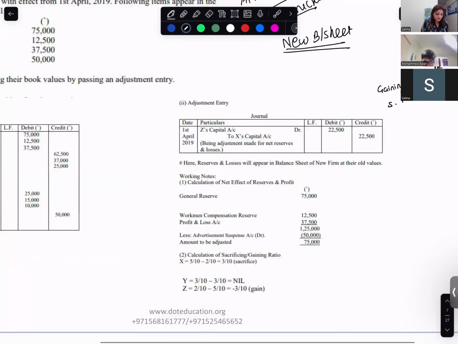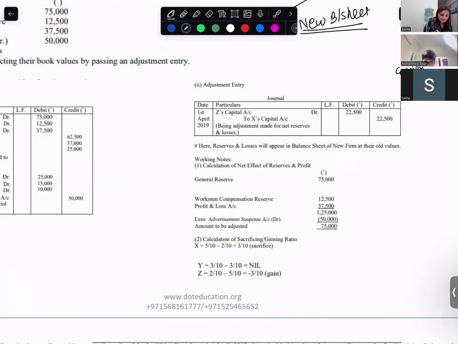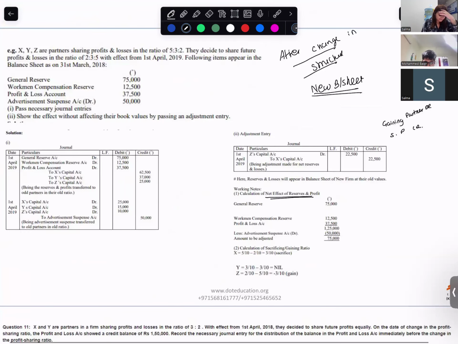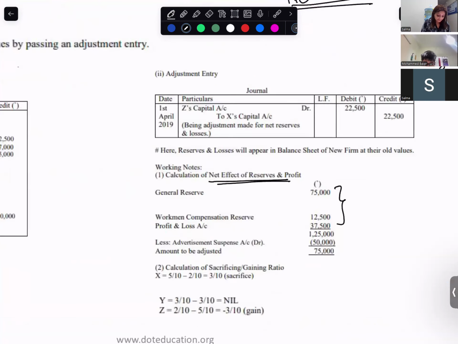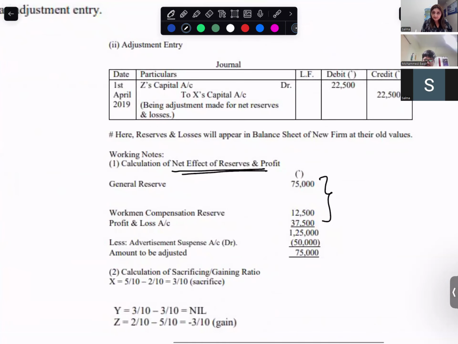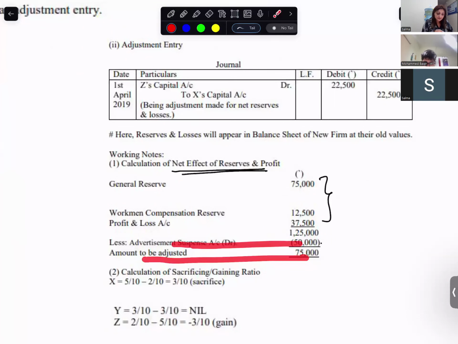Okay. So for adjustment entry, you have to calculate net effects of reserves and profits. What do you have to calculate? Net effects of reserves and profit. So all the undistributed profits you're going to add, minus the undistributed loss, that was the item, losses in suspense. You still have a positive figure. So the amount that is to be adjusted is the undistributed profit. Are you with me? Yes, ma'am.